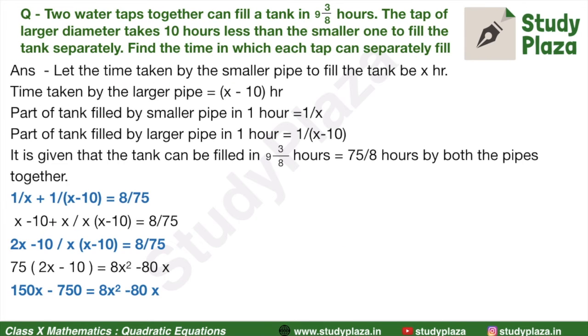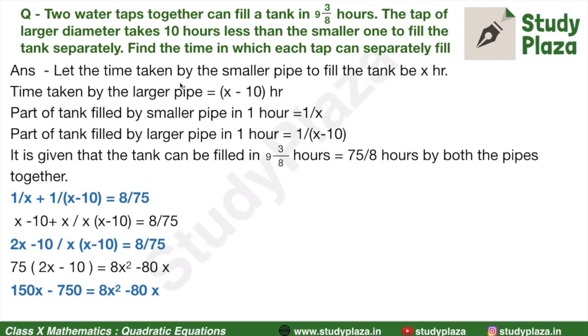Now we move to the next question, and the statement of the question is: two water taps together can fill a tank in 9 3/8 hours. The tap of larger diameter takes 10 hours less than the smaller one to fill the tank separately. Find the time in which each tap can fill the tank separately. So let us start with the answer.